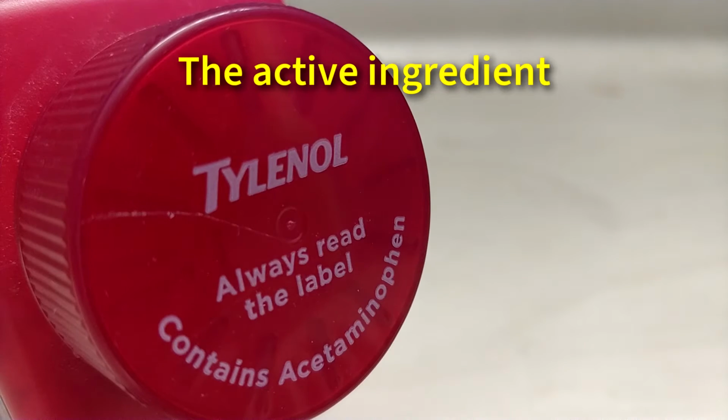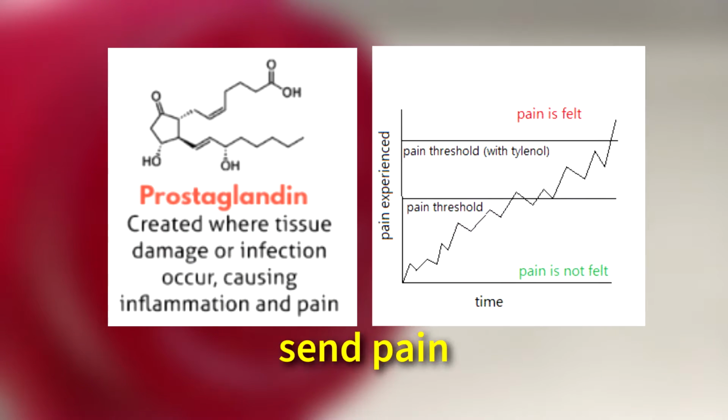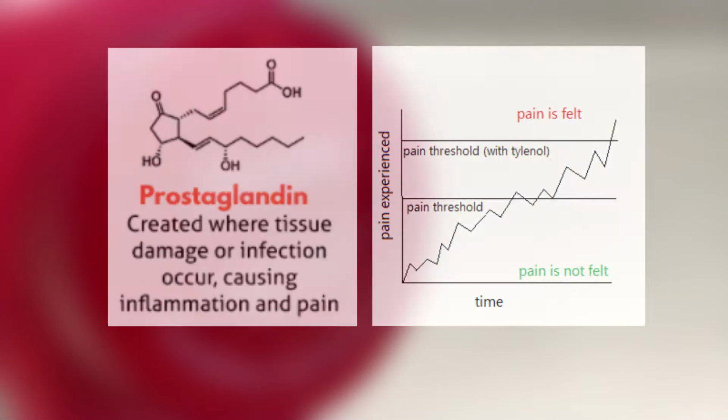The active ingredient is acetaminophen. It works by preventing the body from releasing prostaglandin, the chemical that lets your nerves send pain signals to your brain, thus increasing the amount of pain needed for it to be felt.